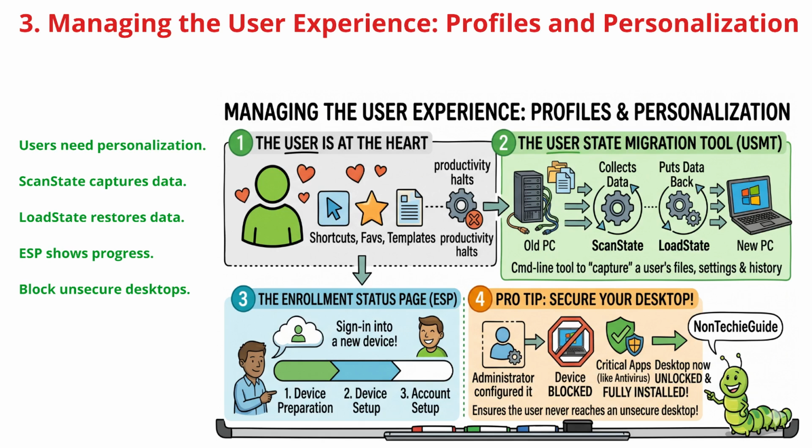In our modern cloud world, we use the enrollment status page, or ESP. This is the first screen a user sees after signing in, acting as a progress bar for device and account setup. For ultimate security, administrators can even block the desktop until critical apps, like antivirus, are fully installed. This ensures that by the time the user hits the desktop, they are both personalized and protected.